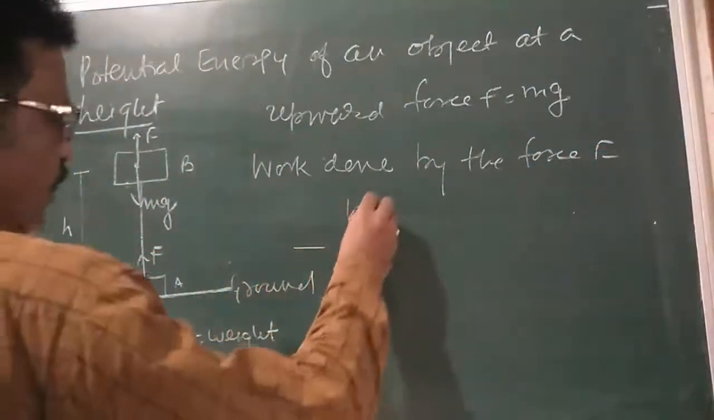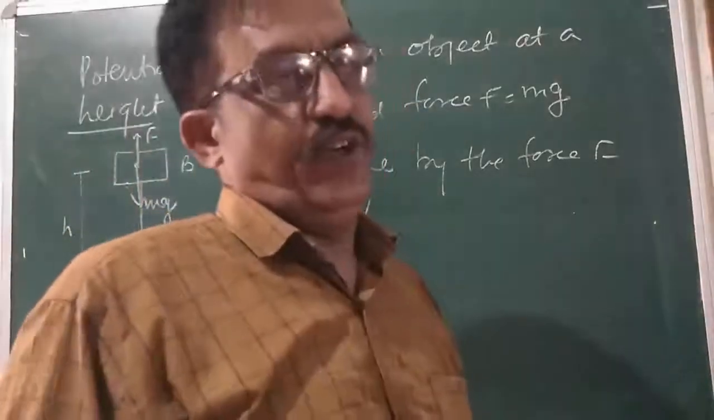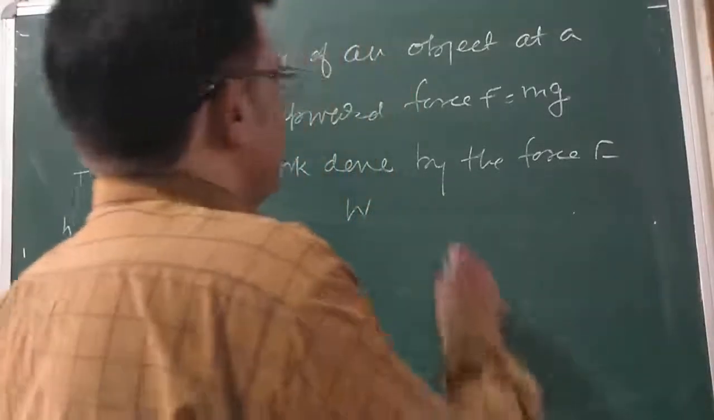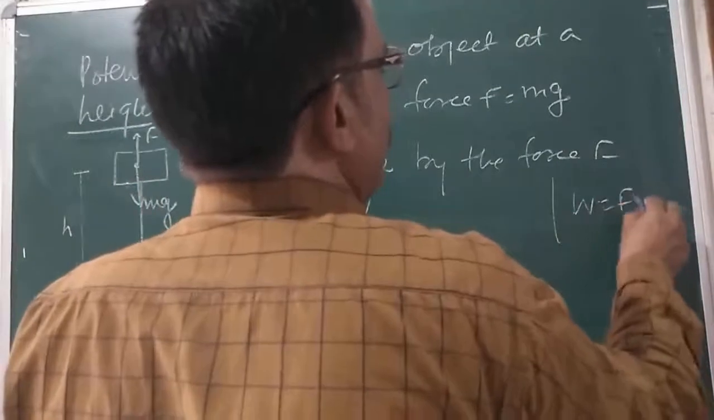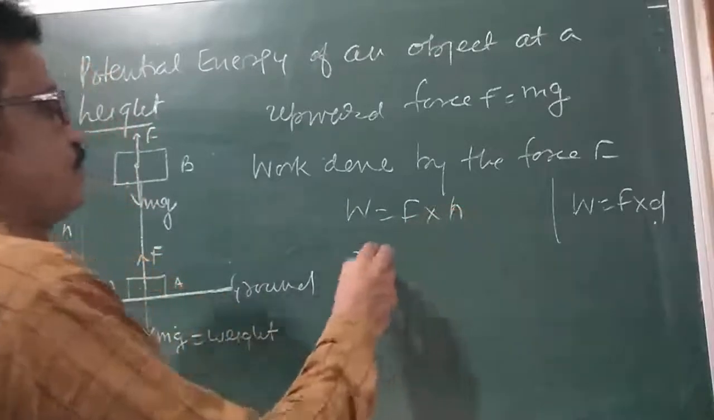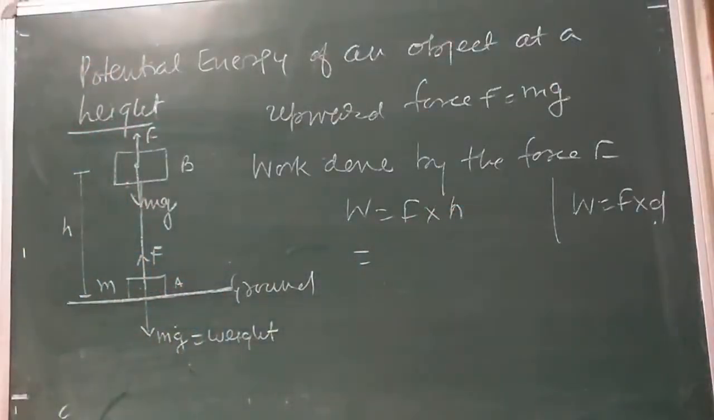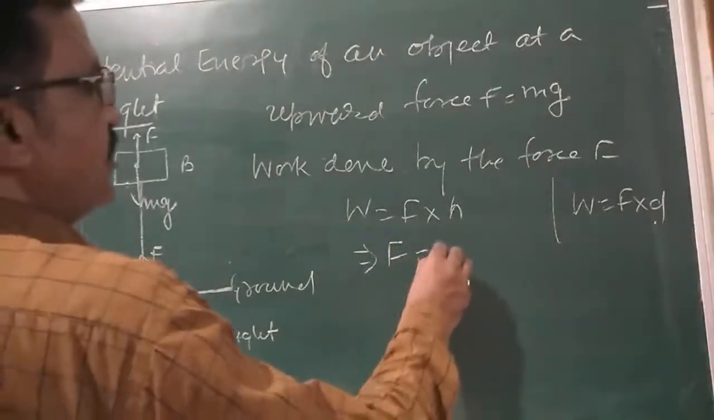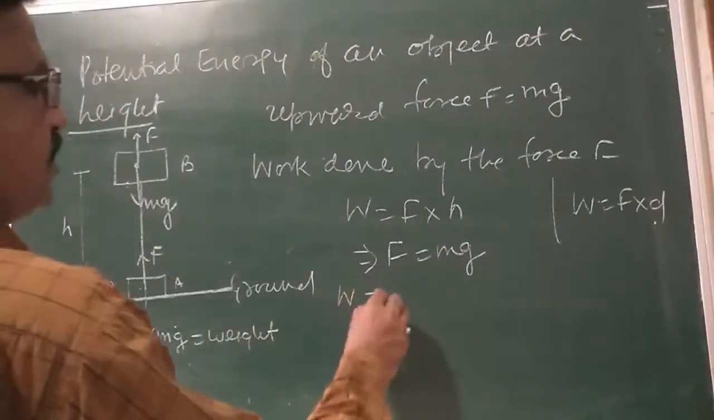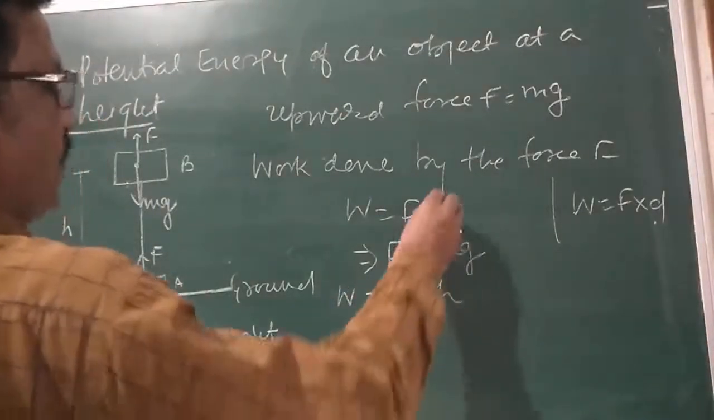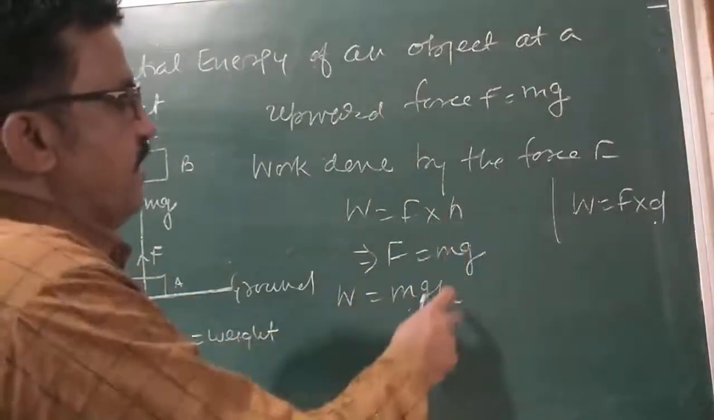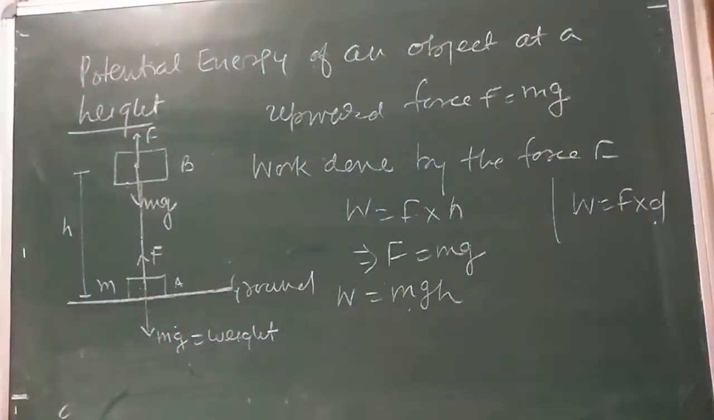What is the formula of work done? We have seen earlier. Force into displacement. We know that the formula W is equal to force into displacement. Force here, the displacement is h. What is force here? Force is equal to mg. So you can write here W is equal to mgh. This is the work done here. Force mg, height is h. So W is equal to mgh.